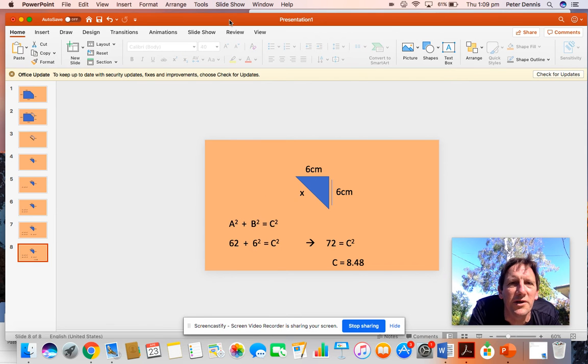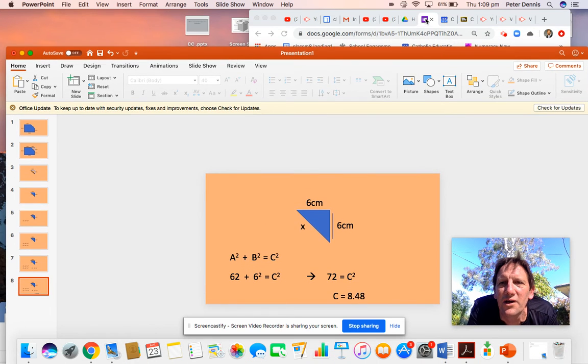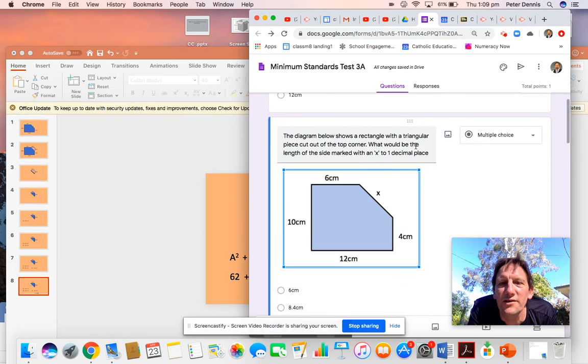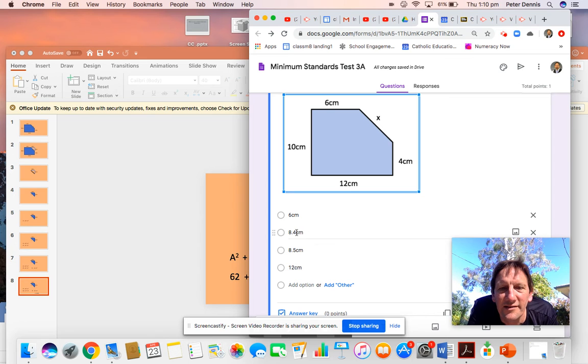If you go back to the question, it says to correct to 1 decimal place. So here's the question here. Find correct to 1 decimal place. There's 8.4, but 8.48 to 1 decimal place is 8.5.